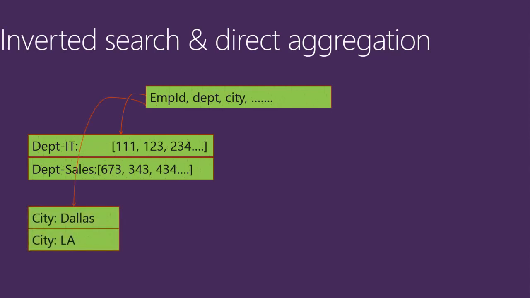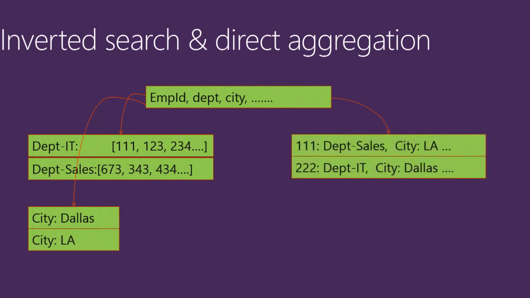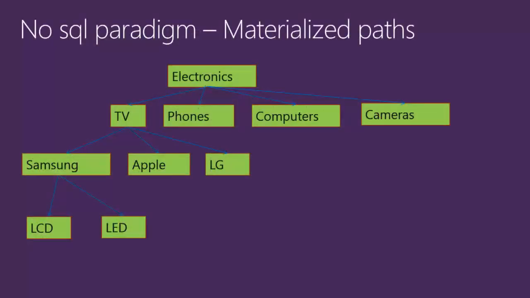Inverted index. If you look at employee ID, city, department, all that stuff, I could do department IT, and then I could do department sales, and I get all the IDs right here. And then I could get all my cities right here, and then I could take the IDs right here and combine it here.